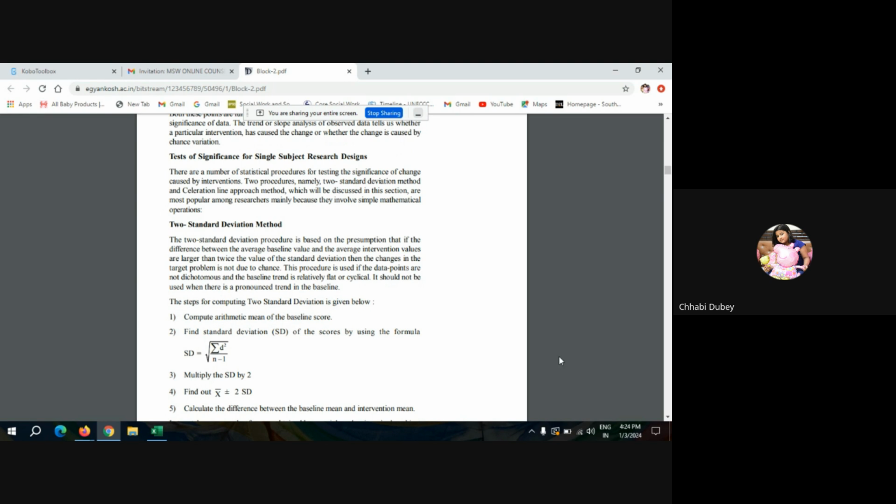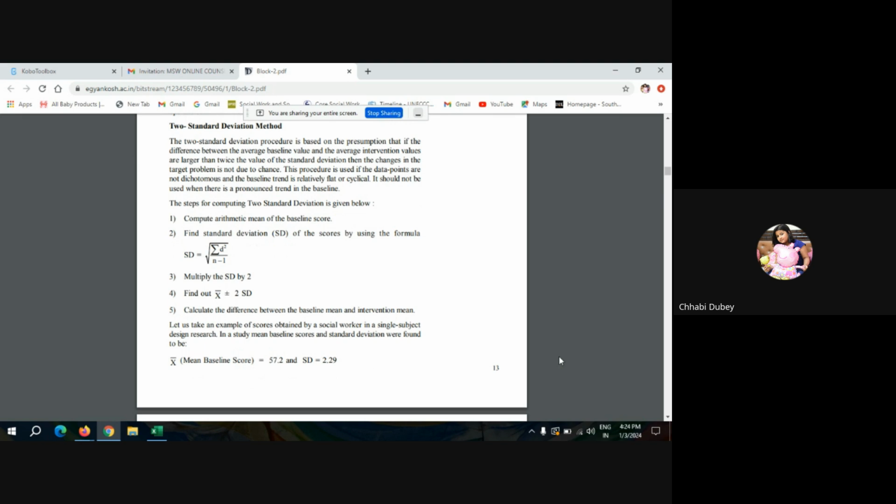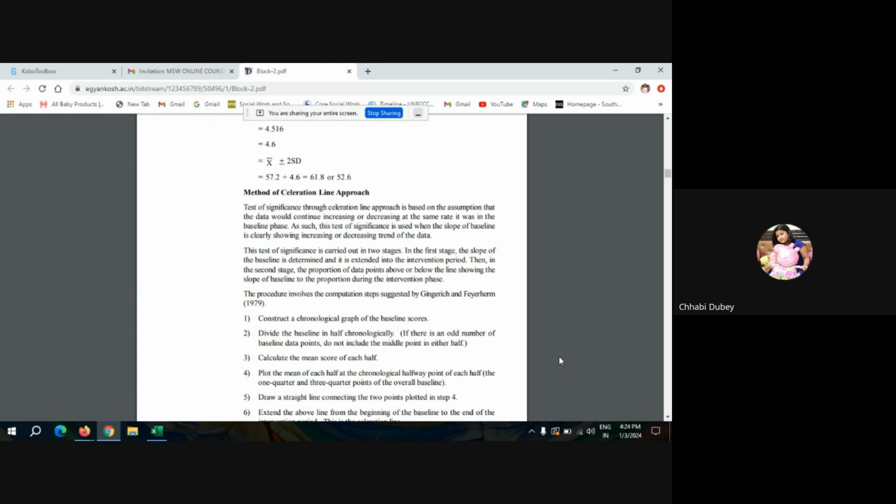So, again, the standard deviation method is given to you. You have to basically apply the formula for the standard deviation method to whatever result has come from the research. So this is the standard deviation, and the next is the acceleration line approach. Now, this test of significance is based on the assumption that the data would continue increasing or decreasing at the same rate it was in the baseline phase. Okay.